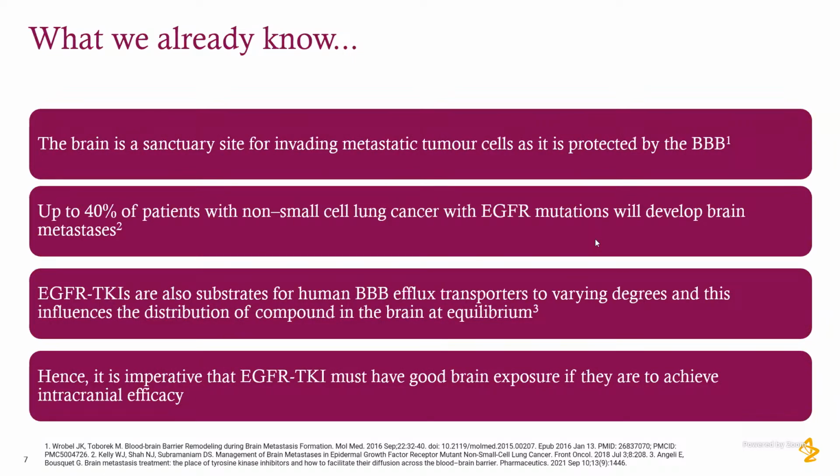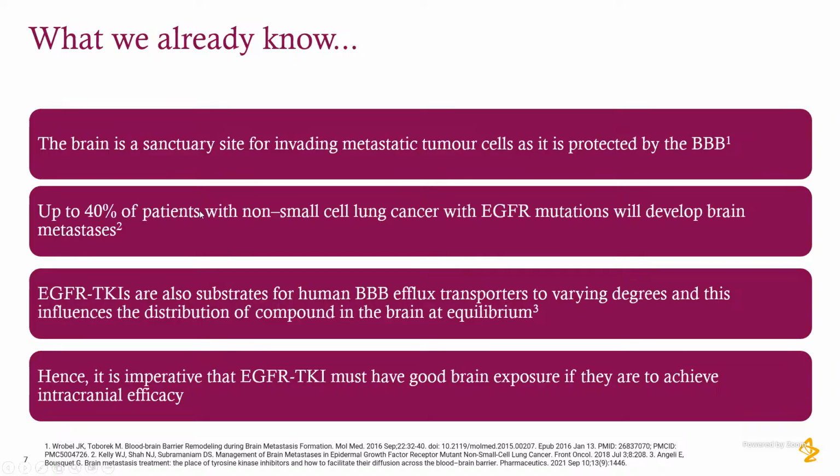In brain metastasis, we have discussed previously that it is a sanctuary site from invading metastatic tumor, as it is protected by the blood-brain barrier, and 40 to 45% of patients with non-small cell lung carcinoma with EGFR mutation develop brain metastasis in the course of the disease. Some transporters help EGFR TKI to concentrate in the brain, helping different TKI molecules reach an equilibrium in the brain depending upon the generation of TKI, like first generation, second generation, and third generation TKI.